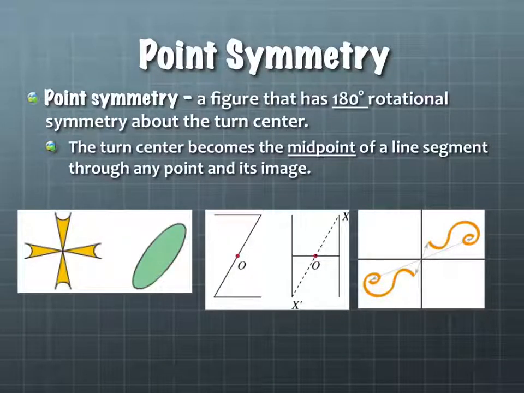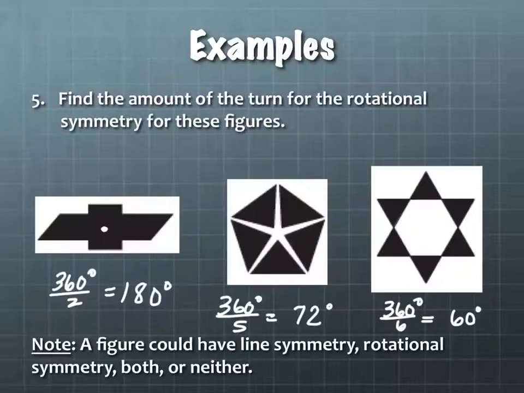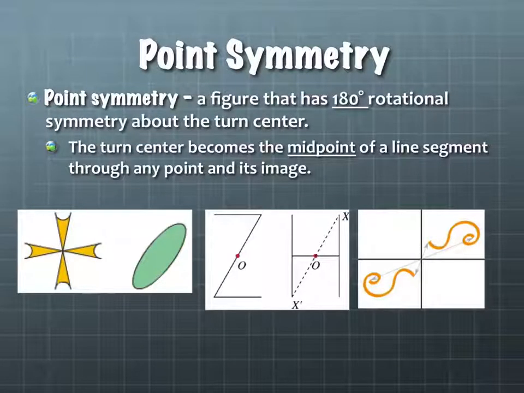We also have something called point symmetry. Point symmetry is when a figure has 180-degree rotational symmetry about the turn center. The turn center becomes the midpoint of a line segment through any point and its image. So the Chevy symbol has point symmetry because it has 180-degree rotational symmetry through the center. There are several different images on here. You can imagine all of them rotating 180 degrees. They all have 180-degree rotational symmetry, so they have point symmetry as well.